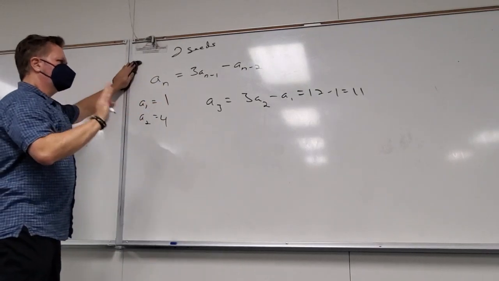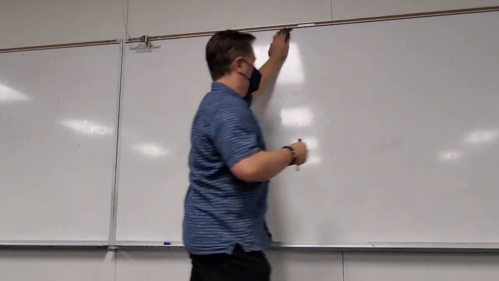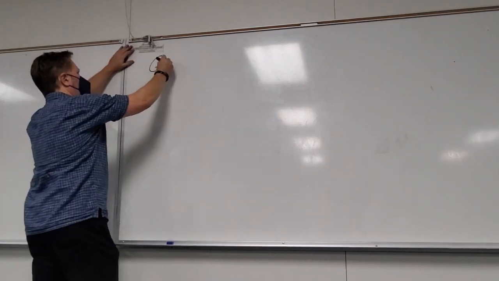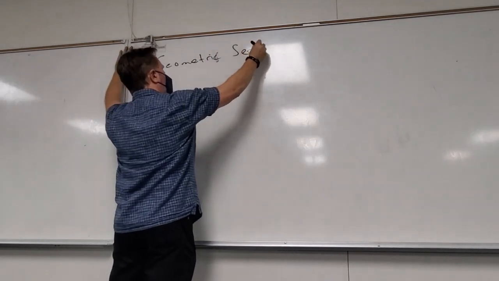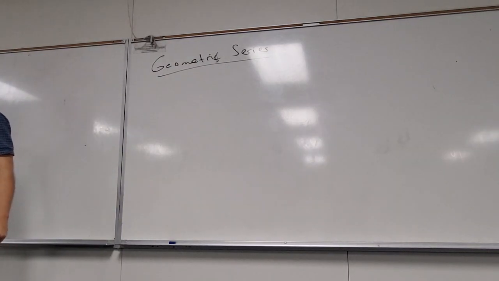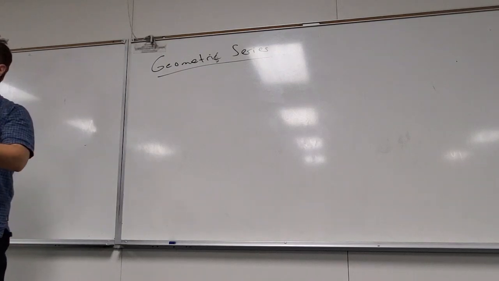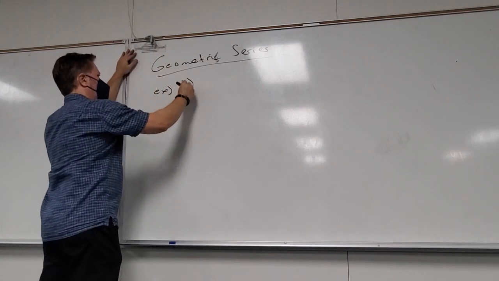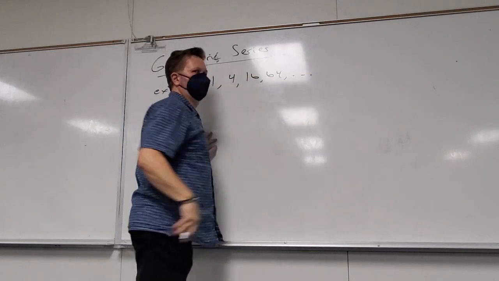The last piece from 11.2 is a specific kind of series. Geometric. Geometric series are series that are based on multiplication. So some examples: 1, 4, 16, 64, and so on.